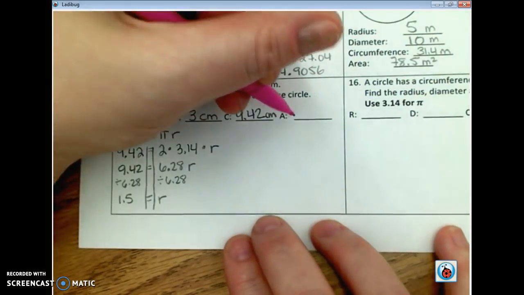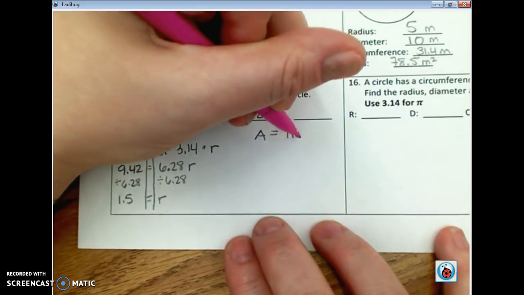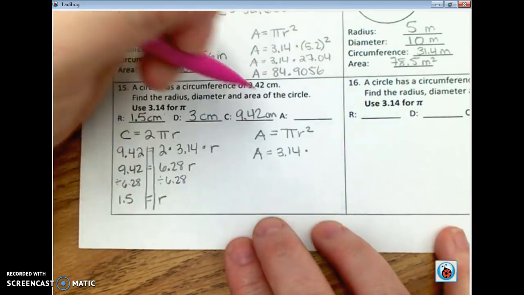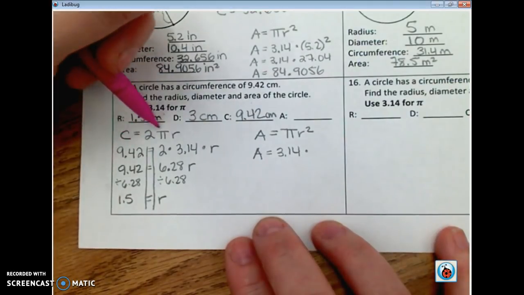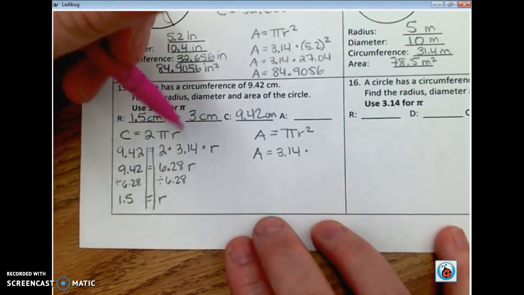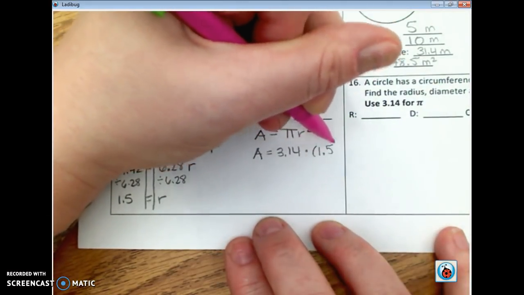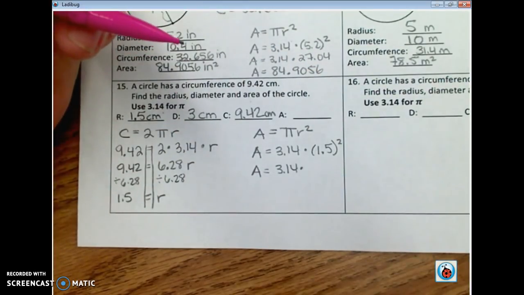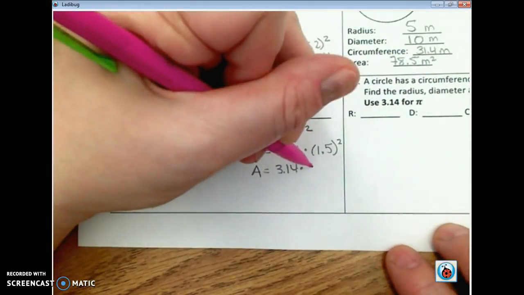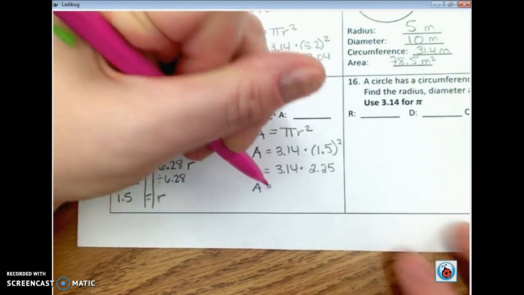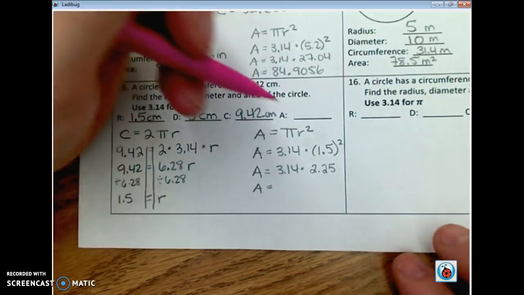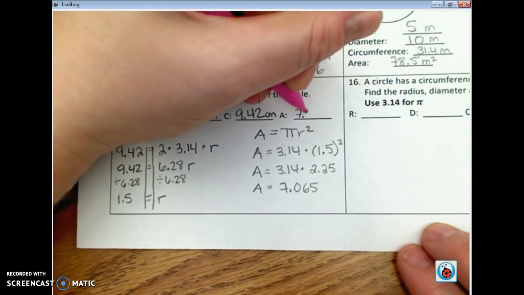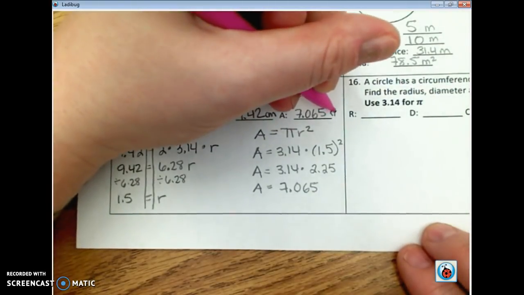So now that I have my radius, let's see, do we have enough information to find area? Well, area equals pi, which is 3.14, times my radius squared. Because I knew the circumference, I was able to find the radius. So now I can go ahead and find my area. So 3.14, and I have to square 1.5, which means 1.5 times 1.5, which is 2.25. And now I'm going to multiply that by my estimation for pi, and I get 7.065. It doesn't tell me to round, so I'm going to leave it exactly how it is and just add my units, centimeters squared.